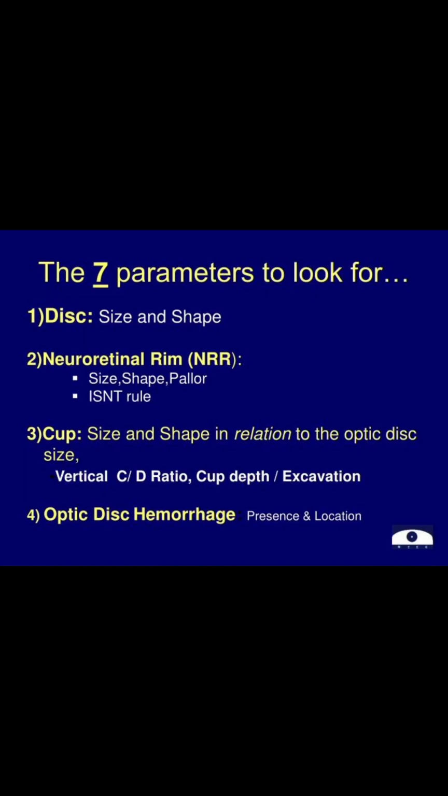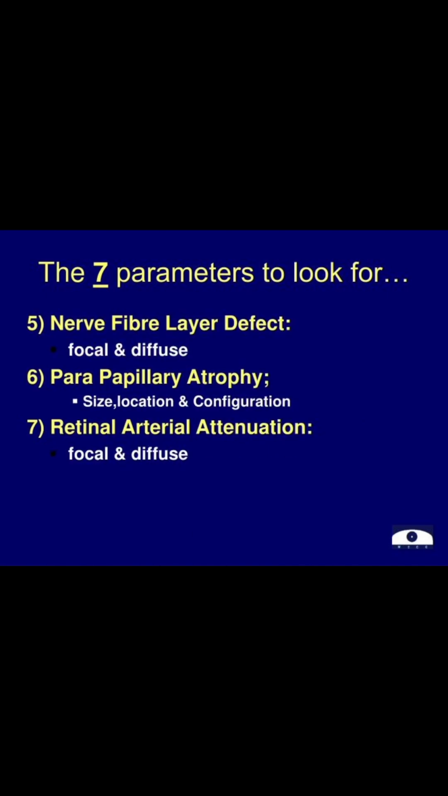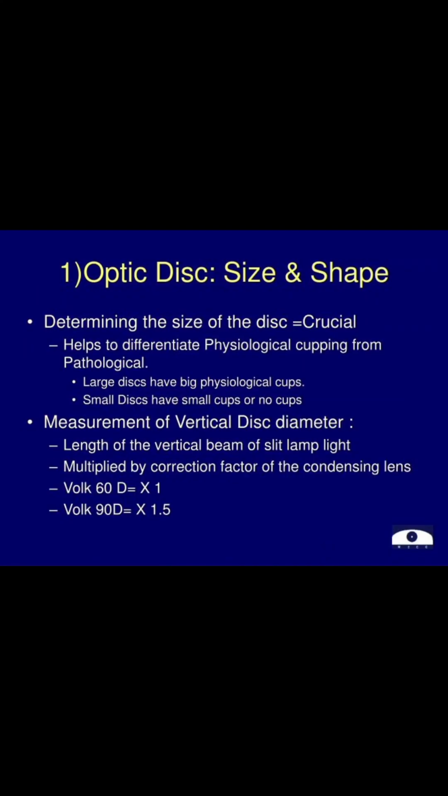There are 7 parameters to look for: disc size and shape, neuroretinal rim size, shape, pallor, ISNT rule, cup size and shape in relation to optic disc size, vertical CD ratio, cup depth excavation, and optic disc hemorrhage presence and its location. Nerve fiber layer defect, whether focal or diffuse, peripapillary atrophy, size, location and configuration, and retinal artery attenuation, whether focal or diffuse. A large disc will have a large cup, a small disc will have a small cup or no cup.